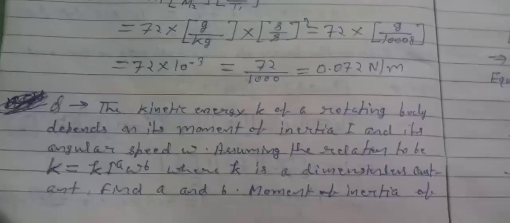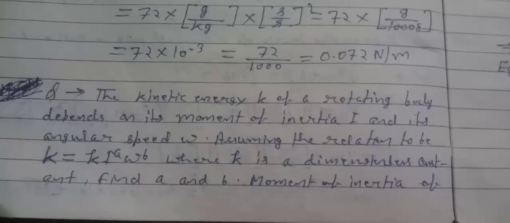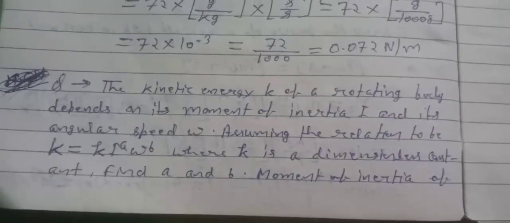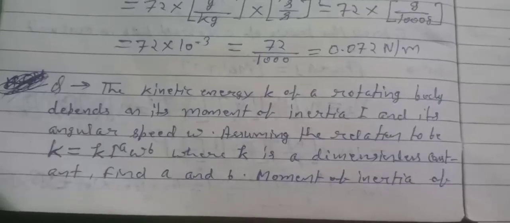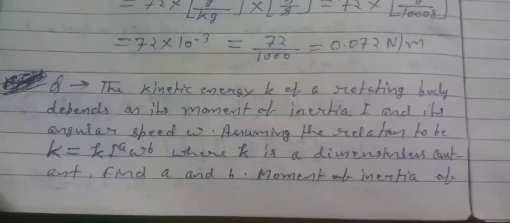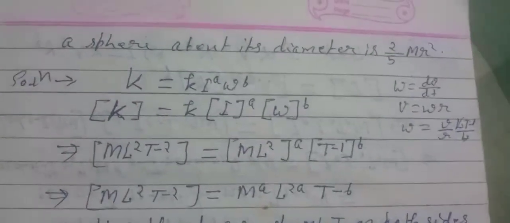Question: the kinetic energy K of a rotating body depends on its moment of inertia I and its angular speed omega. Assuming the relation to be K equals small k into I to the power A into omega to the power B, where small k is a dimensionless constant, find A and B. Moment of inertia of a sphere about its diameter is 2 by 5 m r square.